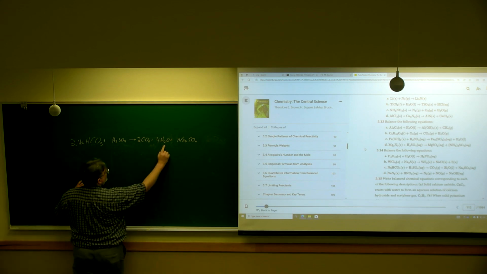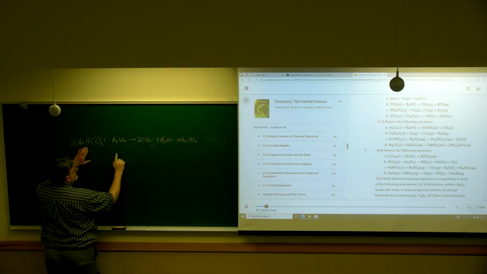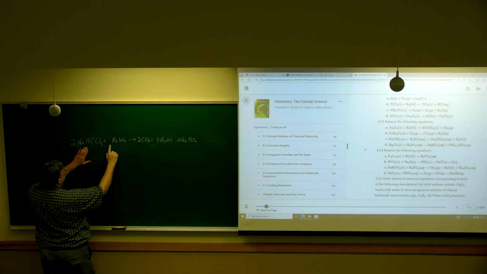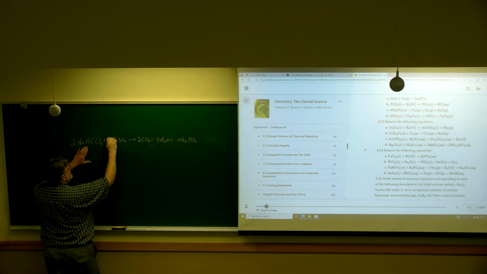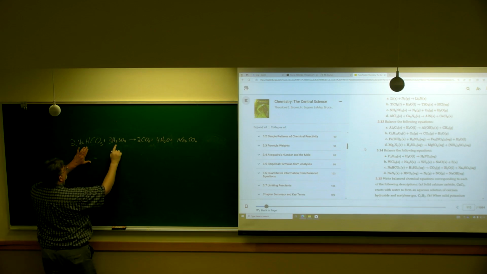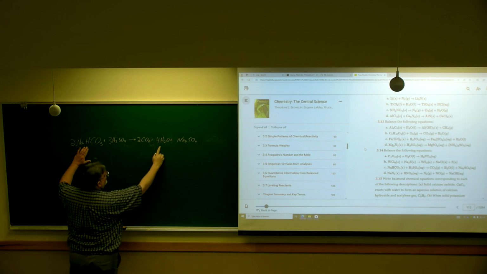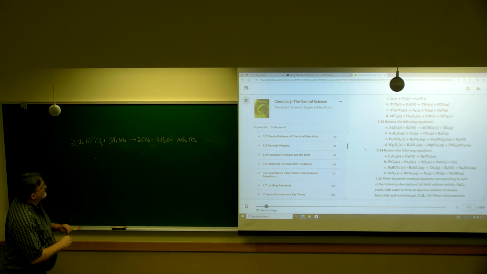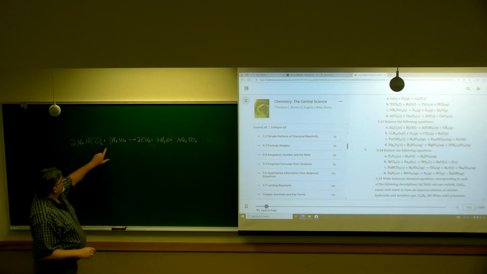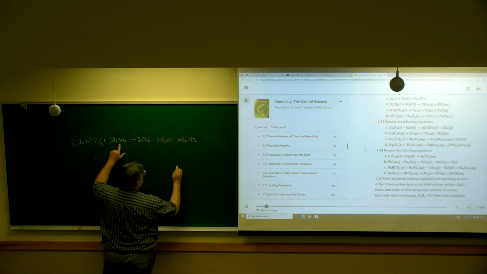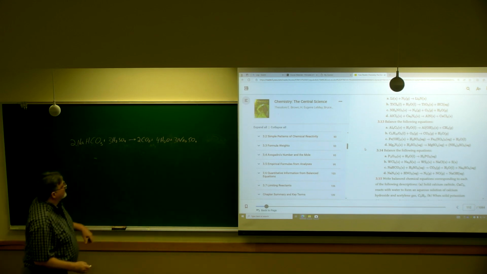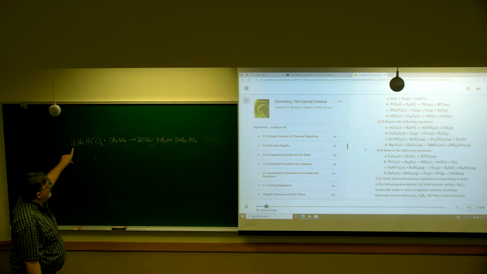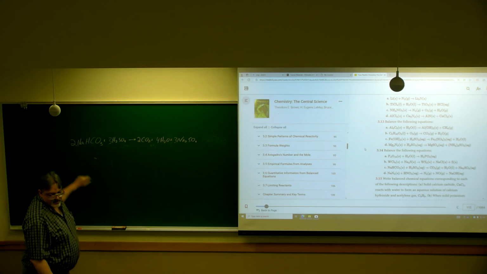Putting that 4 there makes me have 8 hydrogens. 2 here, so I need to do this. Times 3 is 6, 7, 8. That's 8 hydrogens. Well, now I've got 3 sulfurs. That means I have to do this. I'm already lost. I don't even know what to do here.